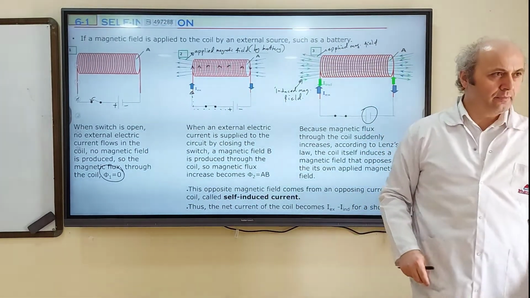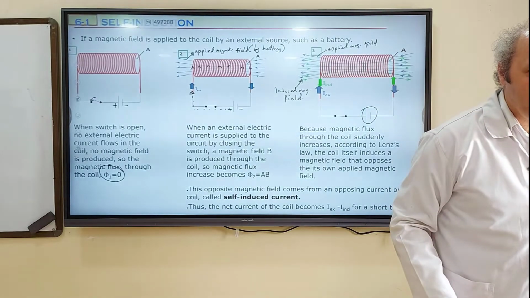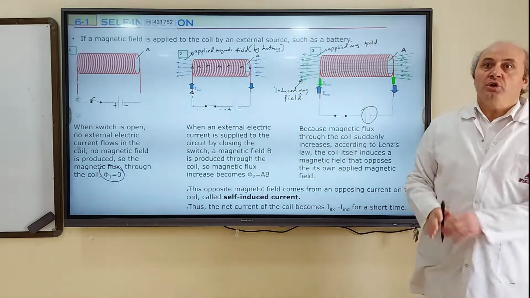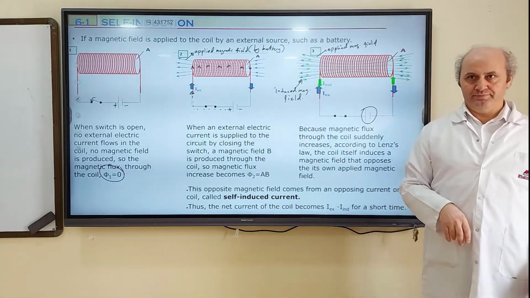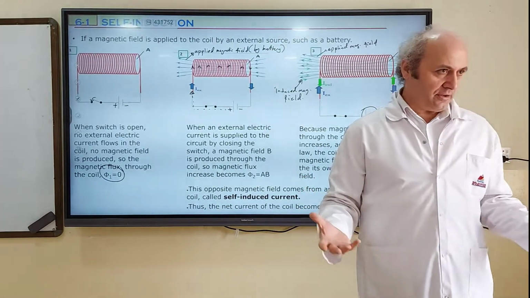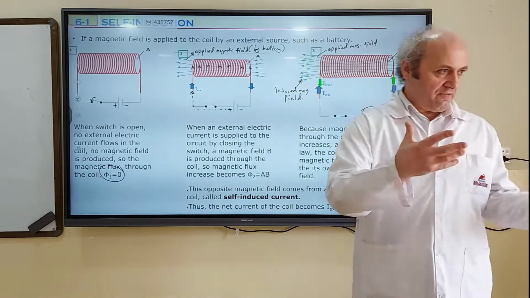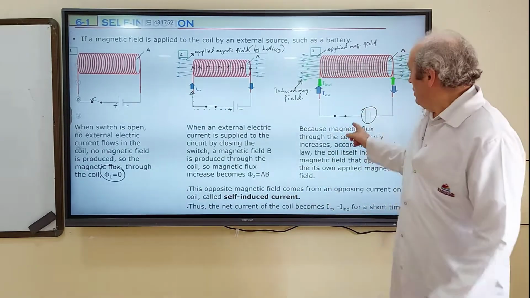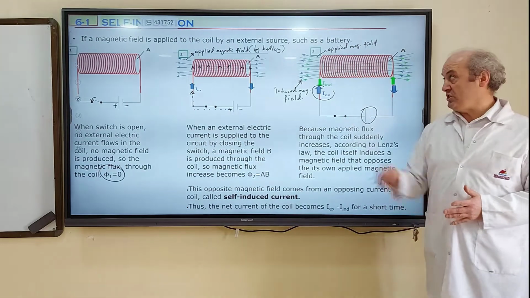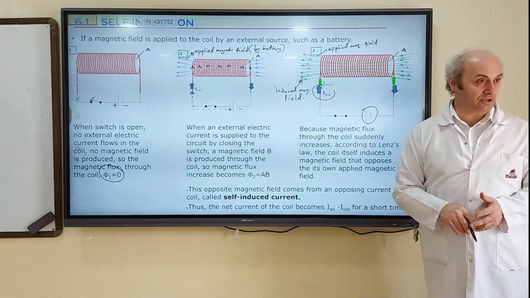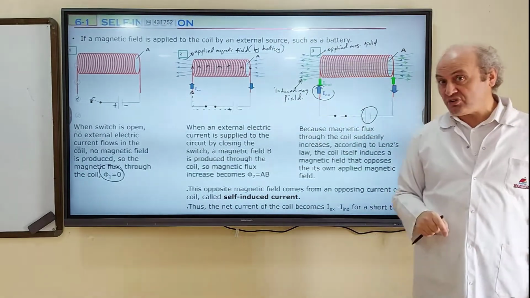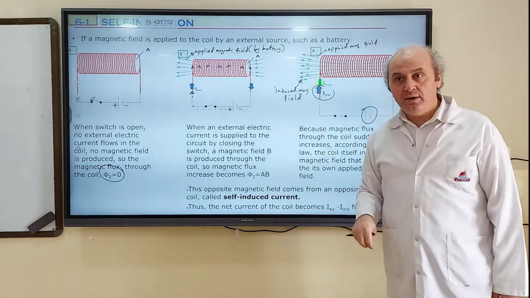Teacher, in order to have an induced magnetic field, we also need to have an induced electric current, right? Yes, right, I'll talk about this now. So there are two magnetic fields, and of course each magnetic field at the same time has a current. Current and magnetic field form at the same time. This external current produces the applied magnetic field. This induced magnetic field must also correspond to a current. Because these two magnetic fields are opposite in direction, these two currents must also be opposite in direction.